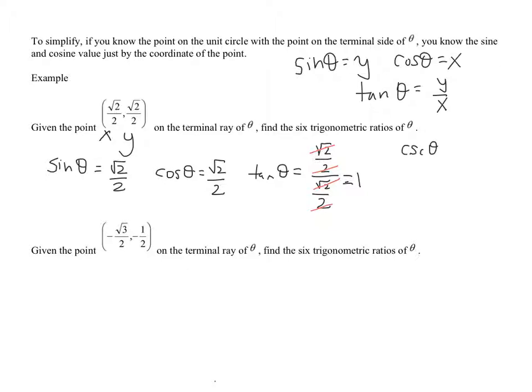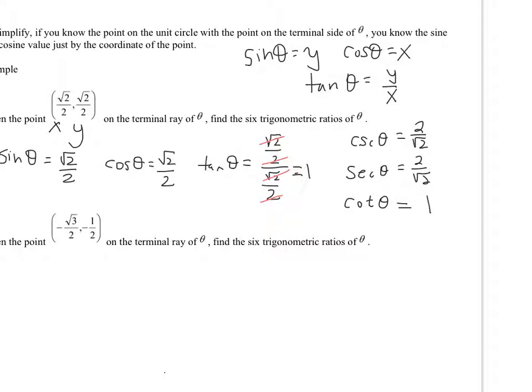The other 3 are just the flips of the first 3 we found. So the flip of square root of 2 over 2 would be 2 over the square root of 2. And we could, of course, rationalize any of these. Same for secant. Cotangent, we're just flipping 1, so we get 1. You could rationalize any of these like we did in the previous sections.